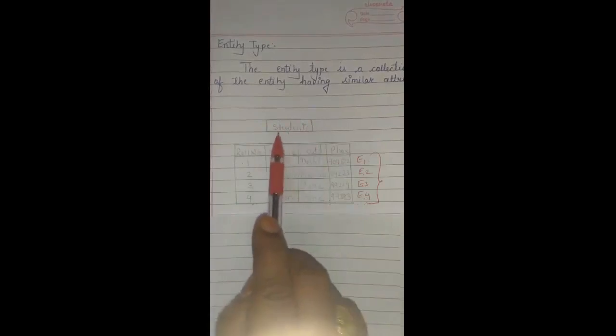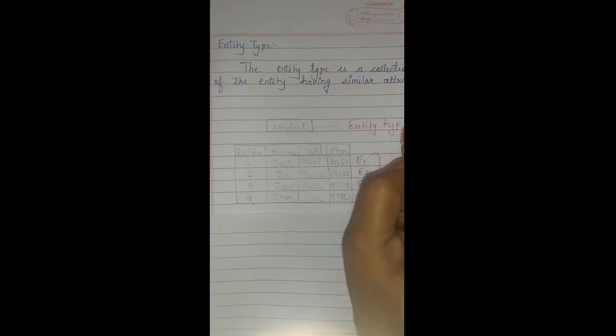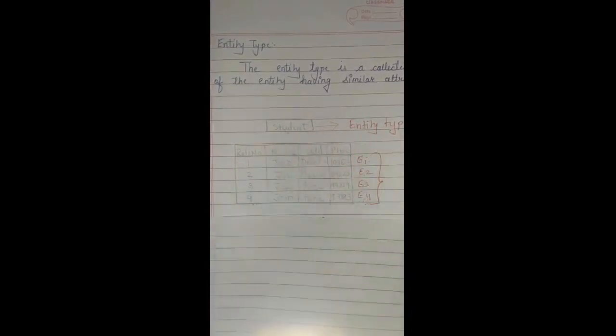Now what will the entity type be? Here I have taken student. Student is the entity type over here. This collection of 4 entities having similar attributes is said to be the entity type. So here we can say E1 is of entity type student, E2 is of entity type student, E3 is of entity type student, E4 is of entity type student.